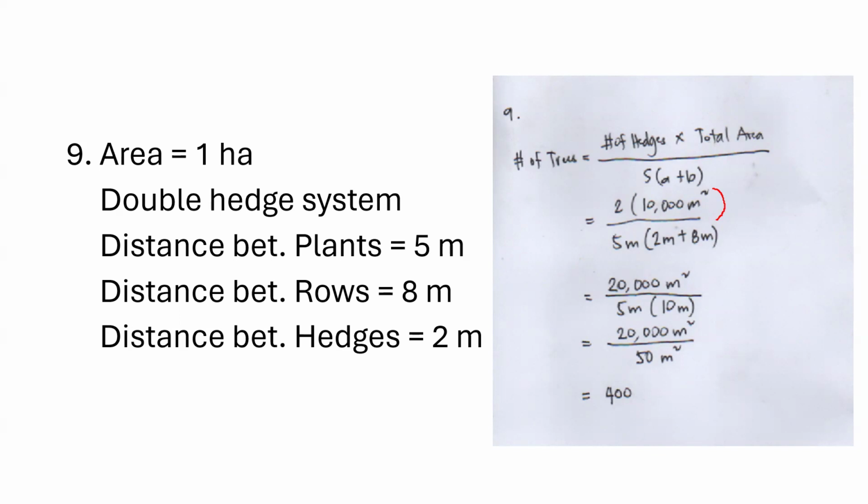Then 2 times 10,000, 20,000 square meters. Then 5 meters, 2 meters plus 8 meters is 10 meters. 5 meters times 10 meters is 50,000 square meters. Bring down si 20,000, then cancel like terms. M square. 0 dyan. 0 dyan. Ang natira, 2,000 over 5. So 2,000 divided by 5 is 400.